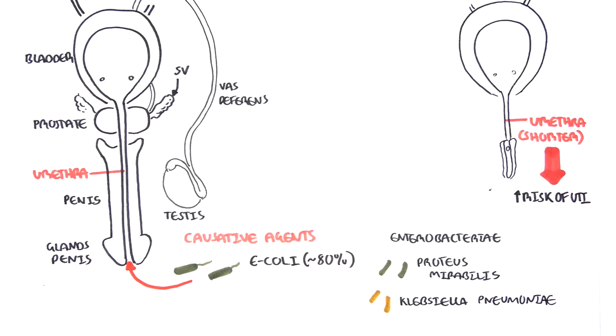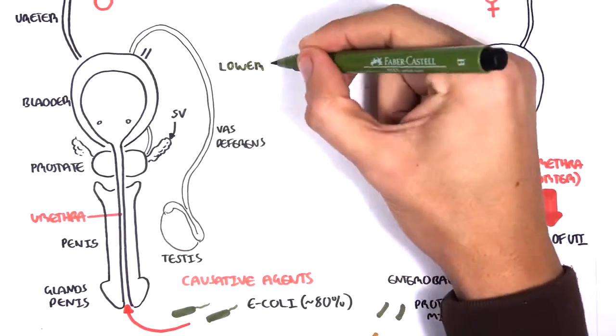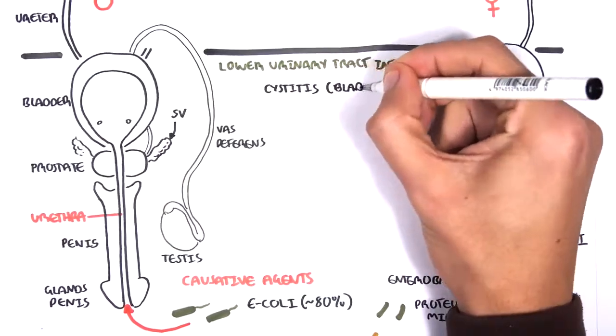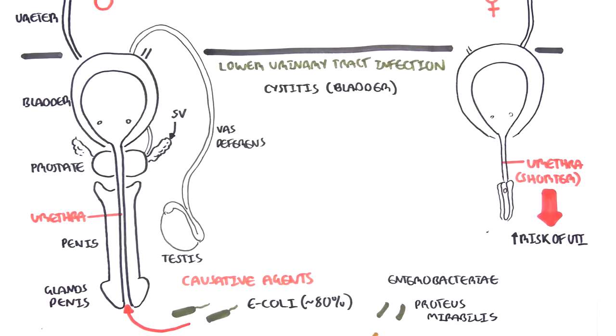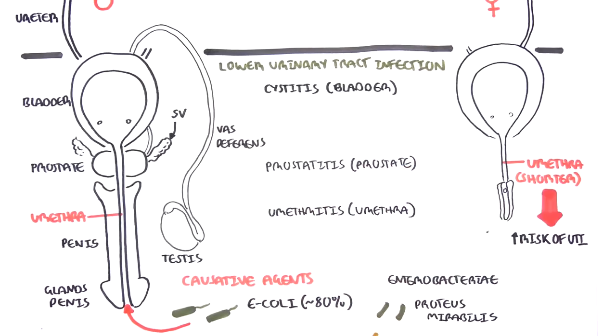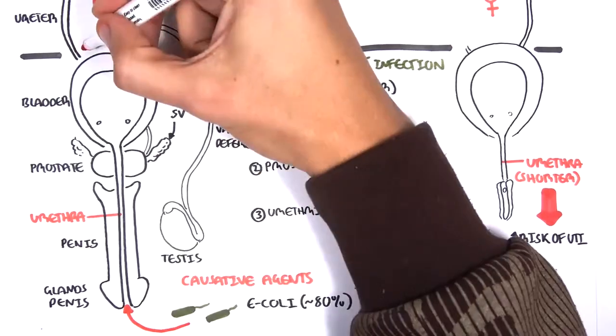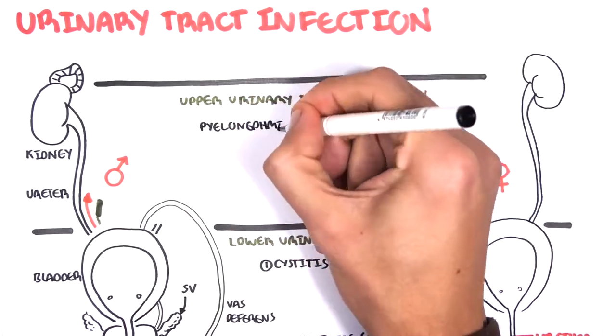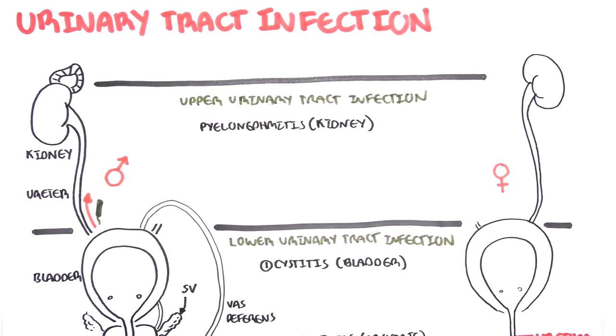The bacteria will usually cause a lower UTI, and this can be either cystitis, which is infection of the bladder, prostatitis, which is infection of the prostate gland, and urethritis, which is infection of the urethra. Infection of the lower urinary tract can progress and cause an upper urinary tract infection. This is where infection affects the kidneys. This is called pyelonephritis. Pyelonephritis is serious and can cause acute renal failure.